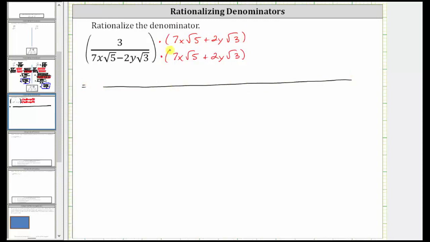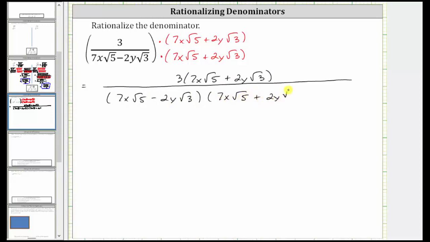So multiplying in the numerator, we now have 3 times the quantity 7x square root 5 plus 2y square root 3. In the denominator, we now have the quantity 7x square root 5 minus 2y square root 3 times the conjugate, which is 7x square root 5 plus 2y square root 3. And now we multiply in the numerator and the denominator. In the numerator, we distribute 3.